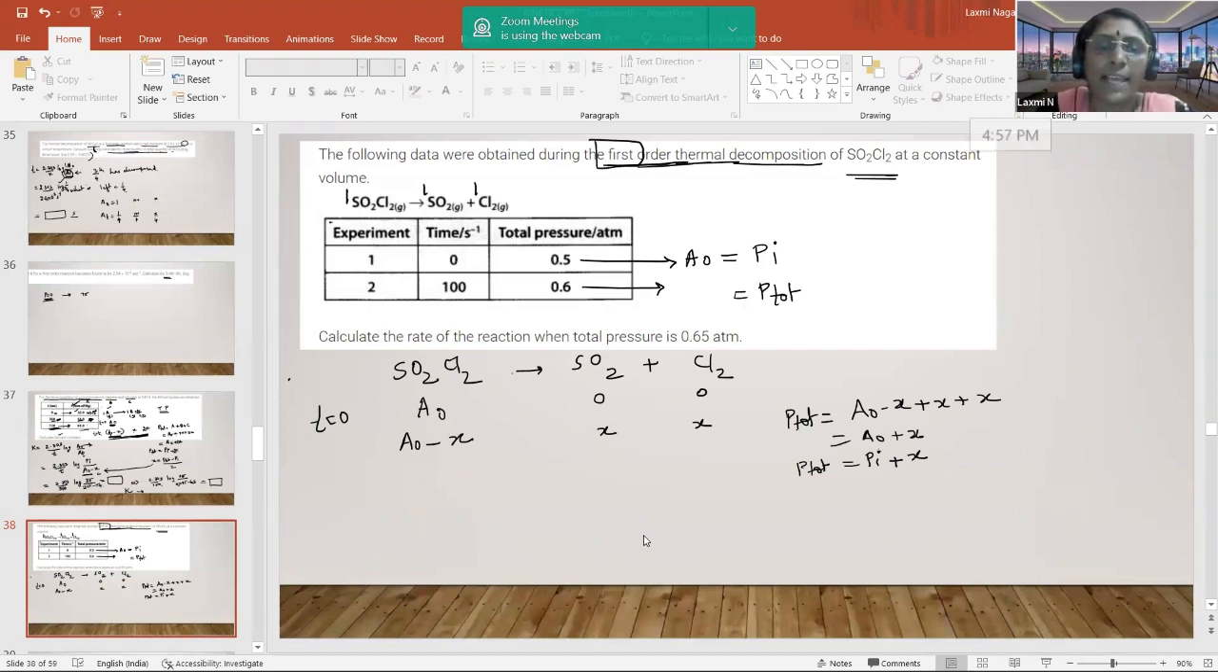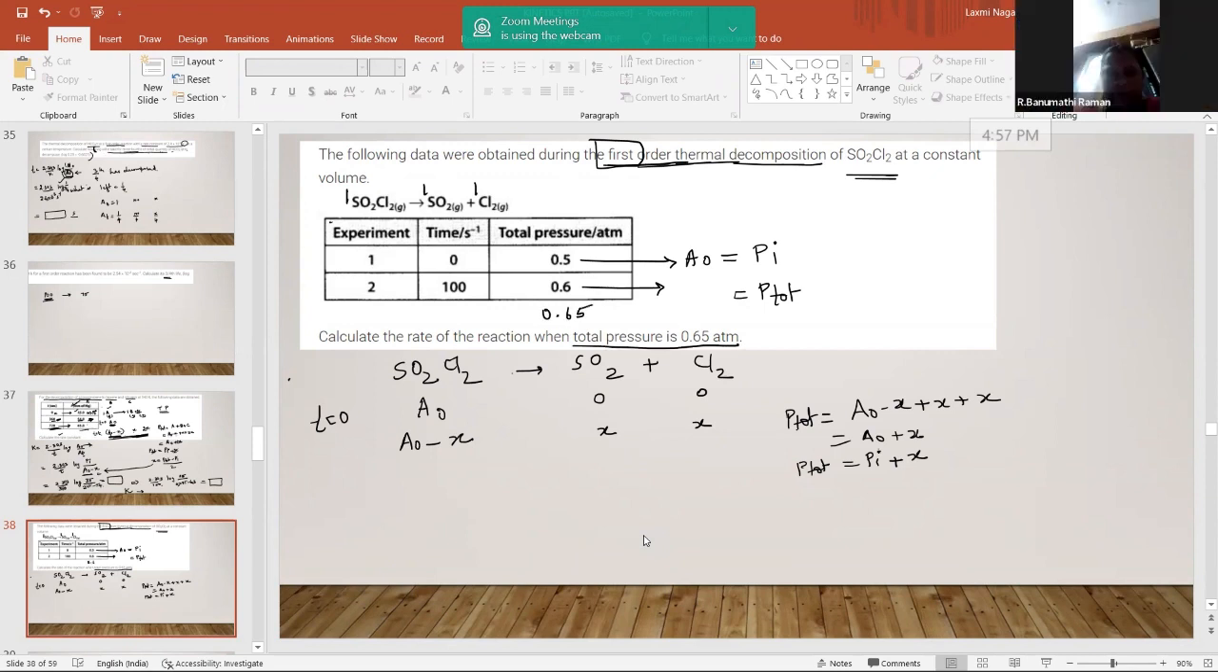Now the question is, calculate the rate of reaction when the total pressure has gone up to 0.65. But the time is not given. Not required, leave it. That means that initially we started at 0 seconds, then we went up to 100 seconds and analyzed. Maybe some more time passed. We don't know how much it is. Let us not worry.